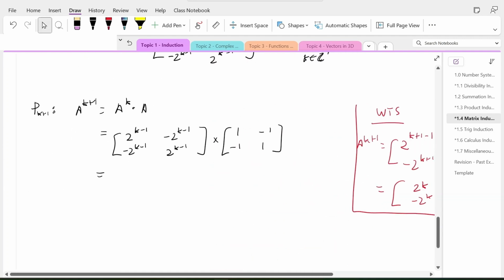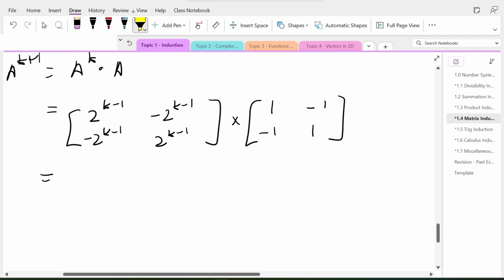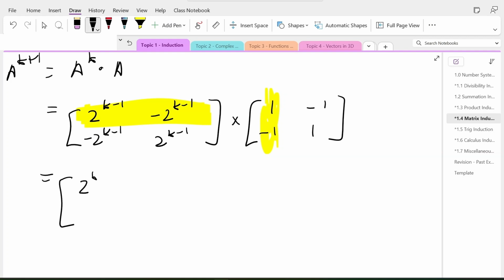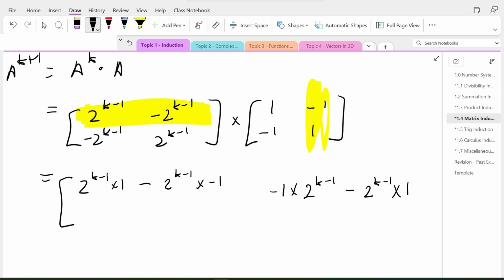Wonderful. Okay, so let's actually do this matrix multiplication. And you'll notice we actually have to do the multiplication by hand. There is no cheesing this on your calculator. You've got to just do it. So let's see what we get. We're going to get 2 to the K take 1 times 1, and then minus 2 to the K take 1 times minus 1. That's our first term. Next one we're going to be doing is this one here. So we're going to get minus 1 times 2 to the K take 1, and then 2 to the K take 1 times 1.